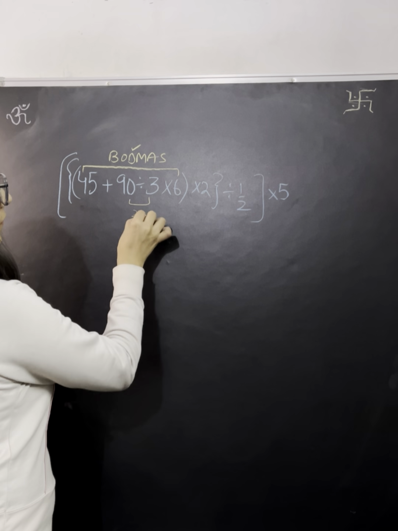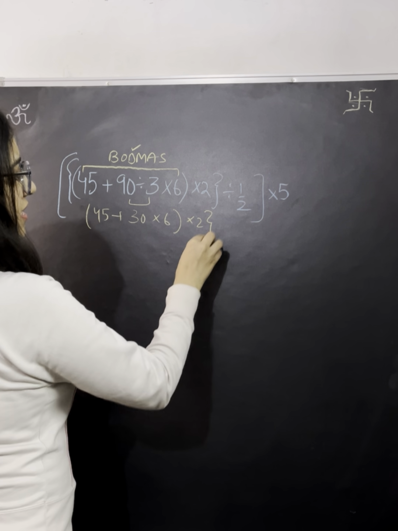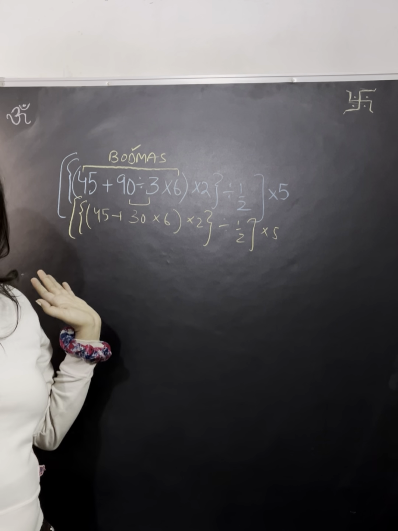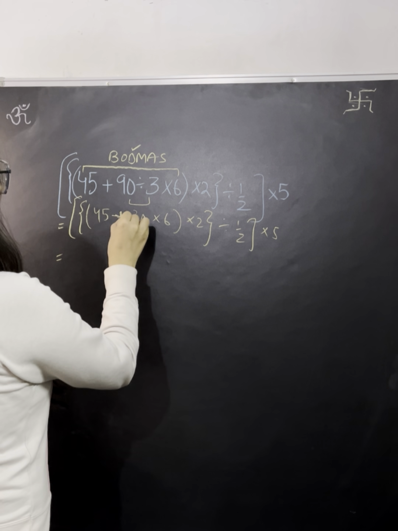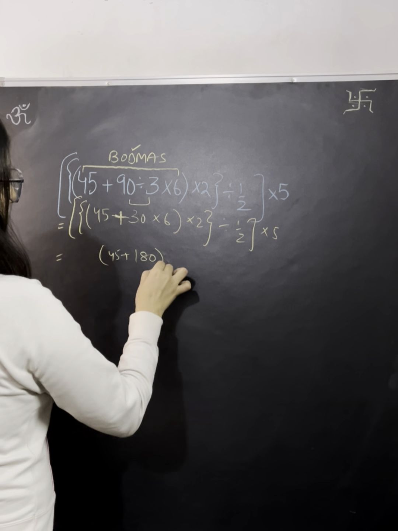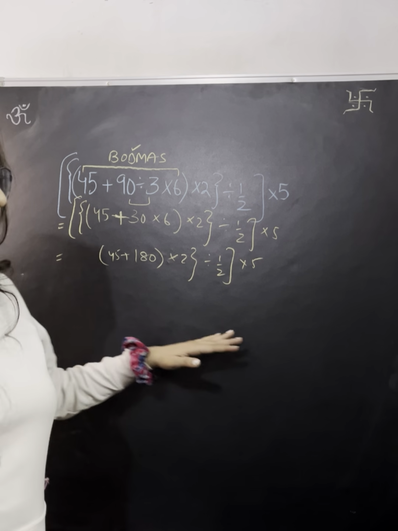This would make 30 times 6 as it is plus 45 as it is, right? This as it is times 2 as it is, half as it is times 5, okay? Then just complete it. Now, what comes second? Addition or multiplication? Addition. 180 plus 45 as it is times 2, half times 5. I hope this is making sense till here.